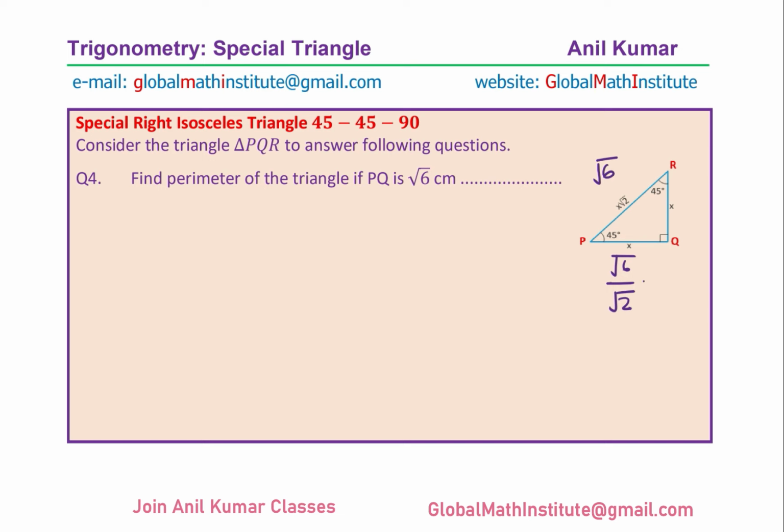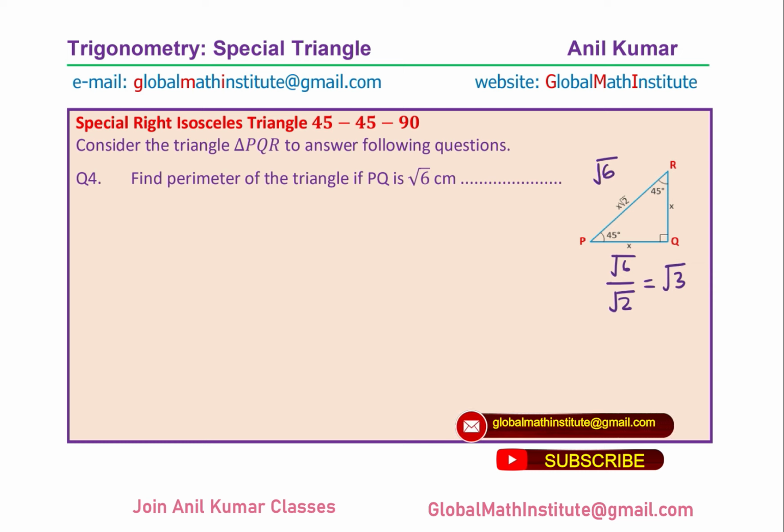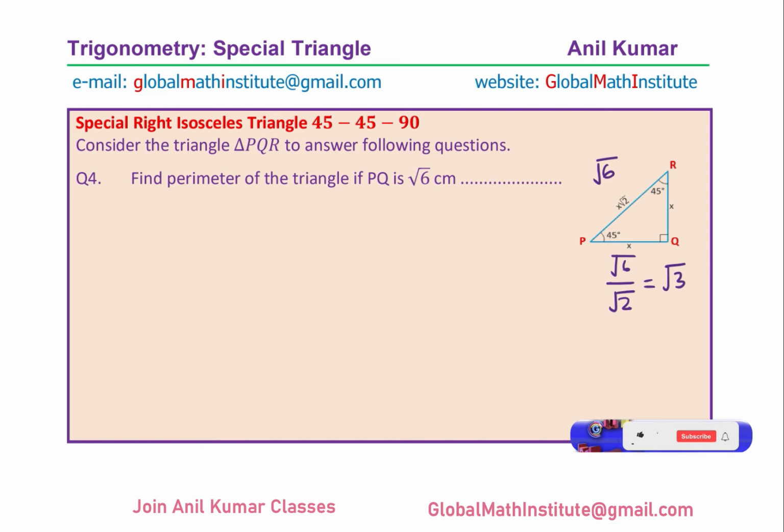And square root 6 divided by square root 2 is square root of 3. You get the idea, correct? You can also verify the result. a square plus b square, square root, will give you the hypotenuse of square root of 6. Perfect. So I'd like you to pause the video and verify that this is indeed correct.